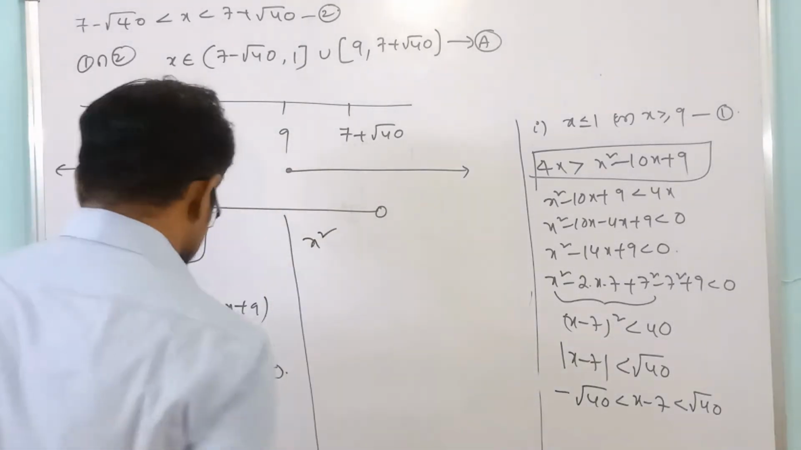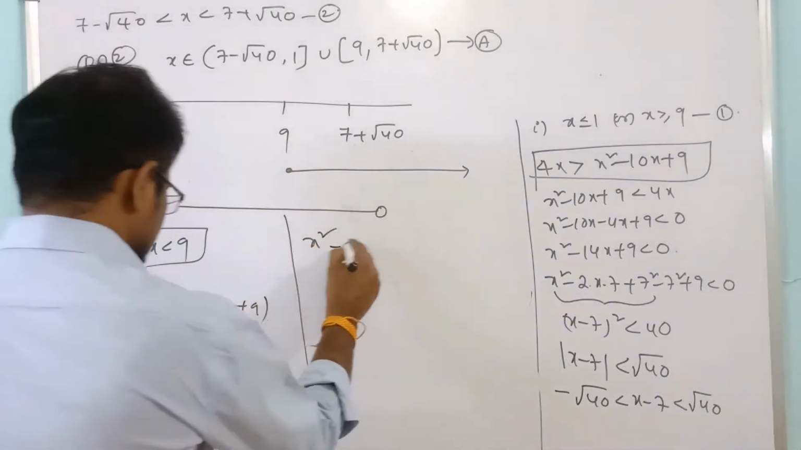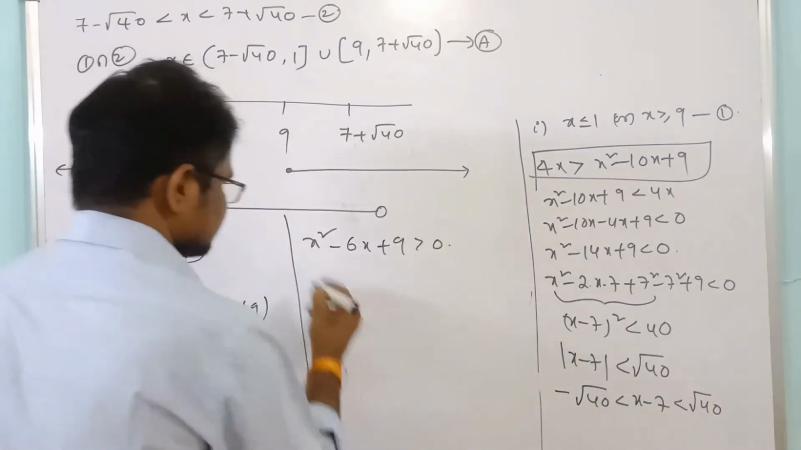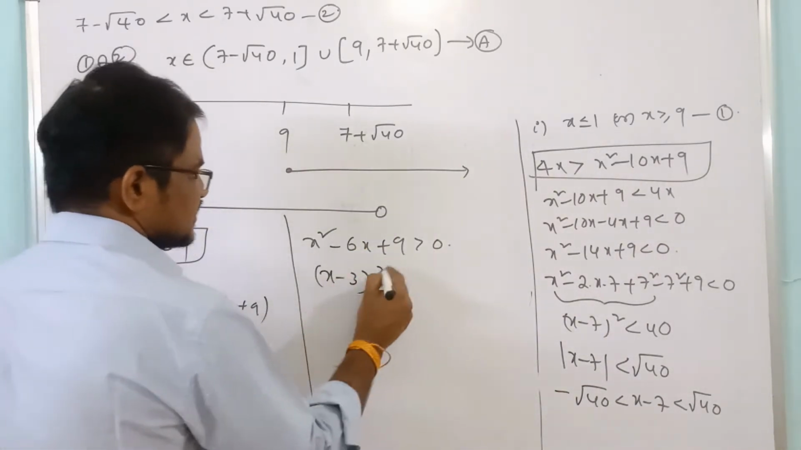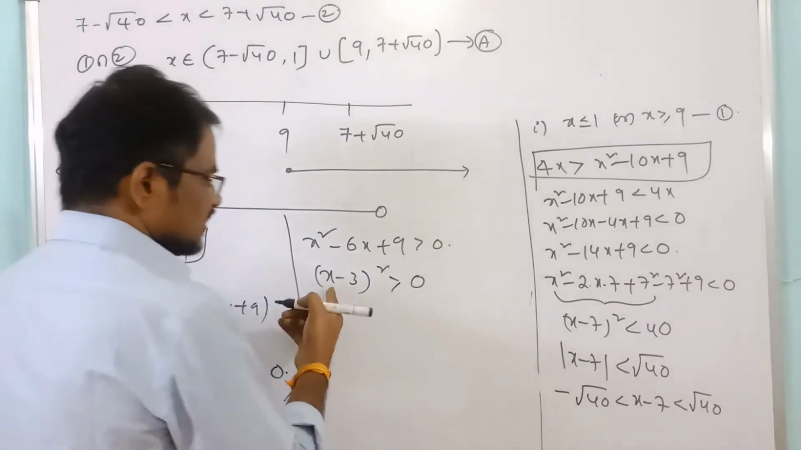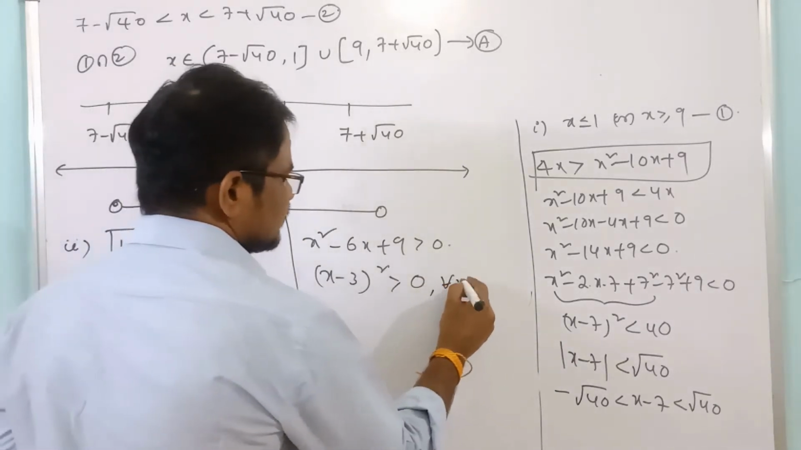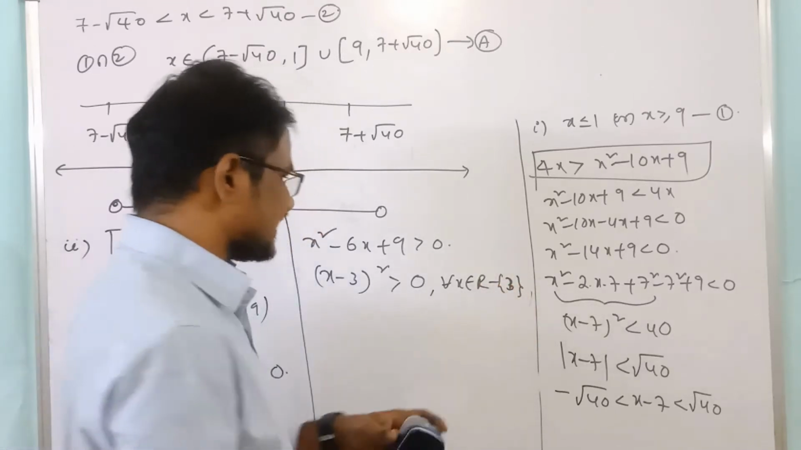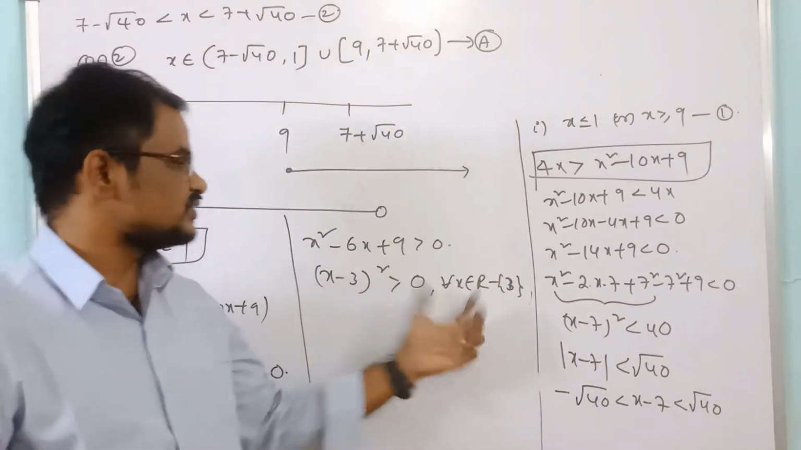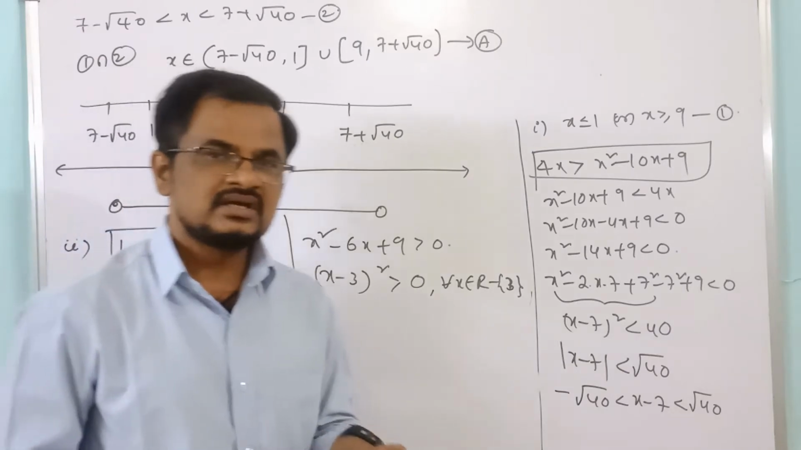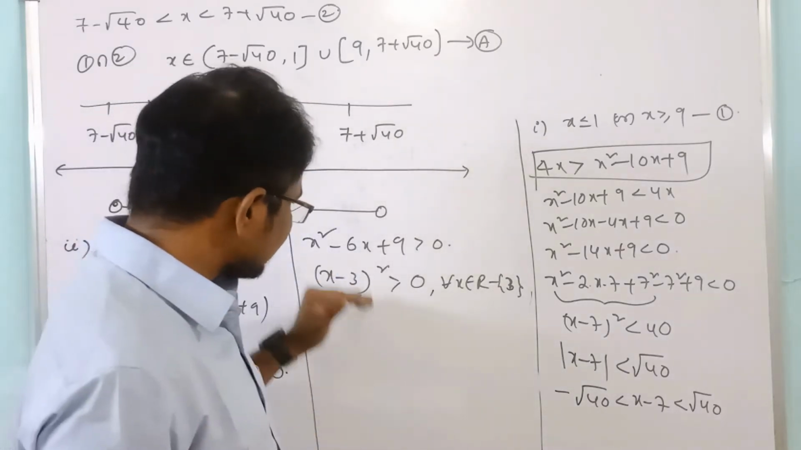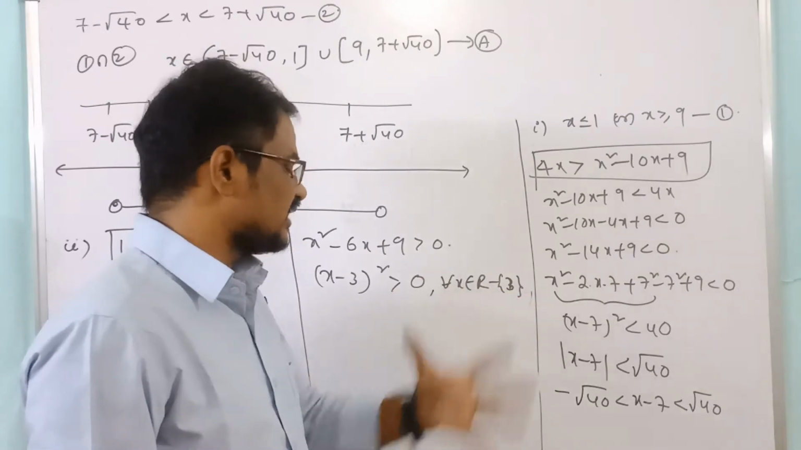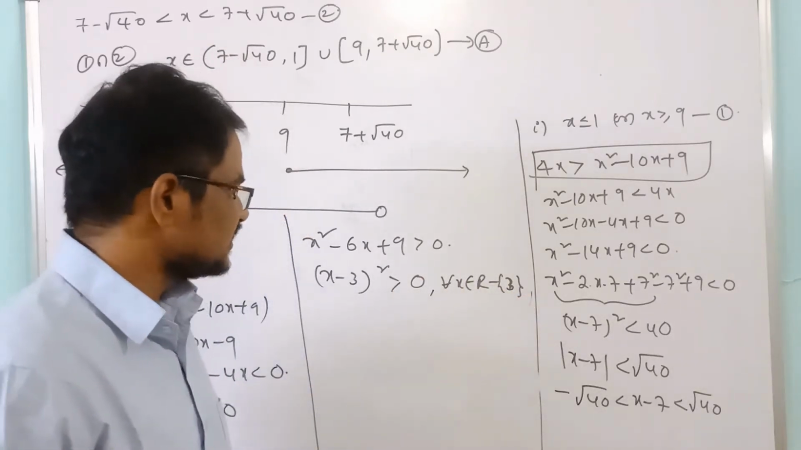So x square minus 6x plus 9 greater than 0. This can be written as (x minus 3) whole square greater than 0. So this is always greater than 0 except at 3, because if you take x equal to 3 you get 0. But the condition is: what values of x make this strictly greater than 0. So that's why you have to exclude the real number 3, right?